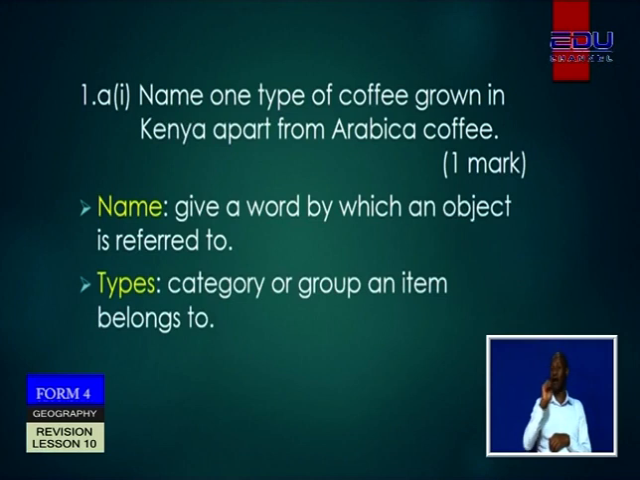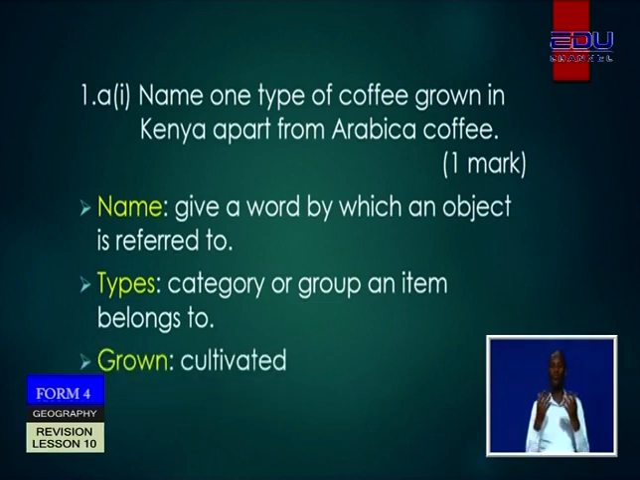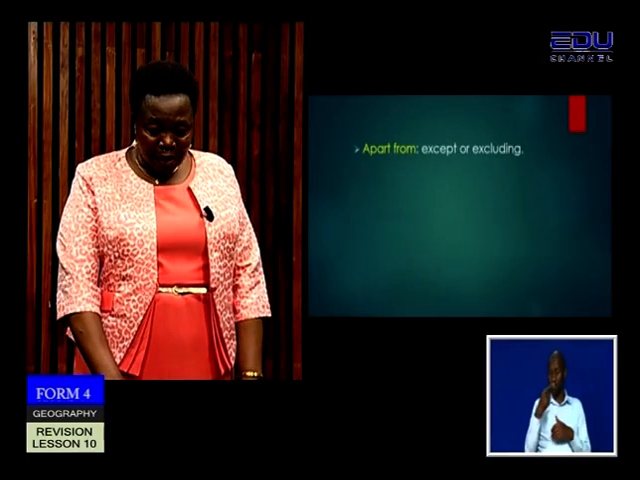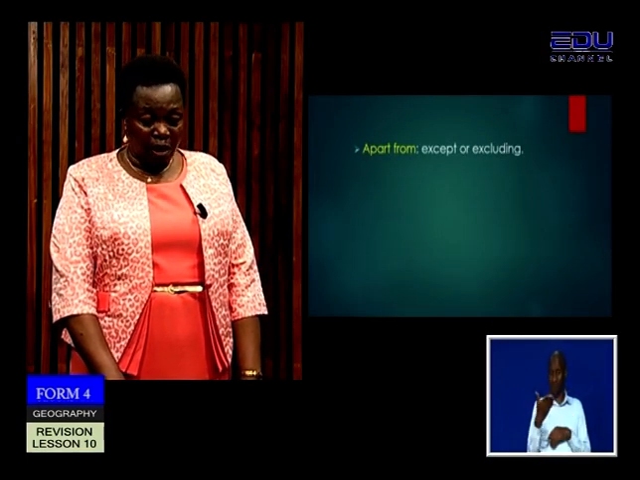The type is the category or group an item belongs to. That is what we mean by a type. And then we have grown. To grow means to simply cultivate, or which type is cultivated apart from Arabica coffee. And then we have that term that is very key, which has been used, apart from, which means except or excluding the type that has been mentioned in the question. So if you put it down as your answer, then you're going to get it wrong.